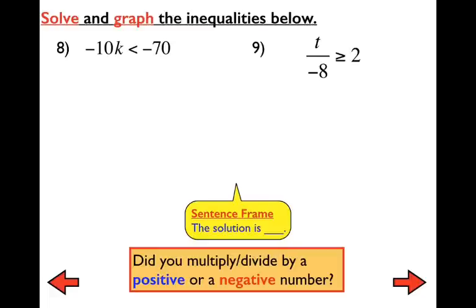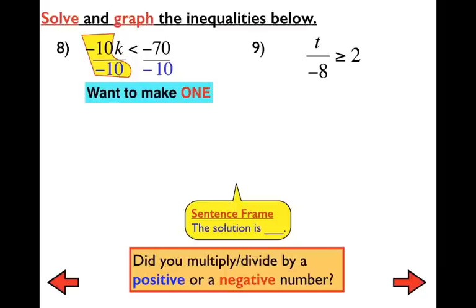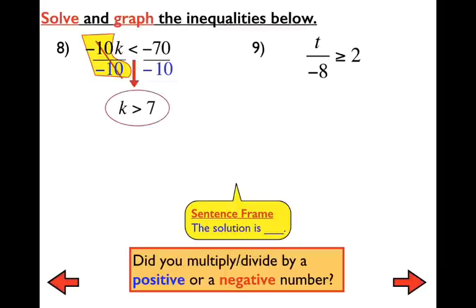Number 8, we need to divide both sides by a negative 10. Are we flipping the inequality symbol? Think about that to yourself. The answer is yes, because anytime we multiply or divide by a negative number, we flip the inequality symbol. So therefore, the solution is k is greater than 7. Graph is open circle over 7, arrow to the right.